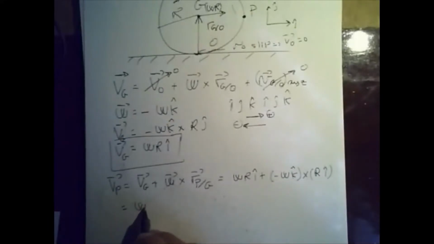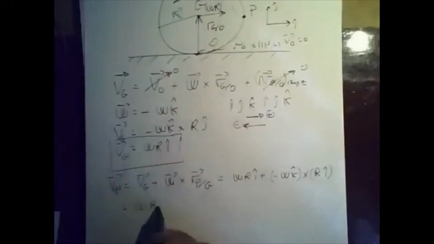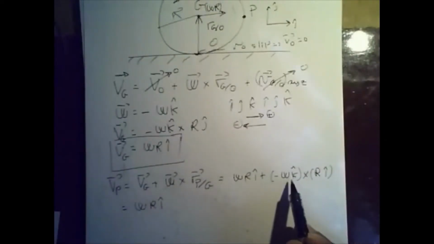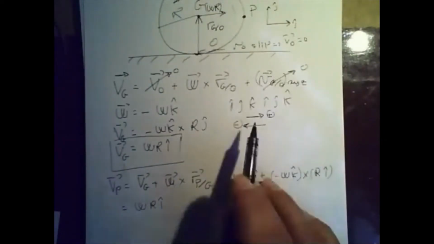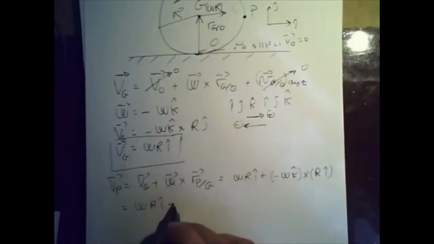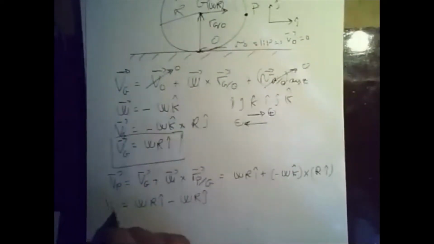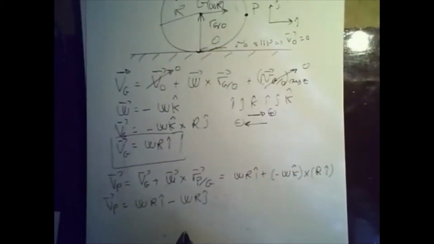From G to P, right? No, from G to P, exactly. So omega Ri, how about this cross product? What is K cross I? K cross I is equal to J, right? So I'm going to end up with minus omega Rj. So this is the velocity of point P, which sort of makes sense.